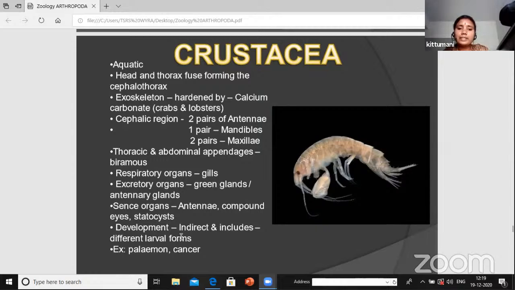Next, development is indirect and includes different larval forms. Here, in indirect development, they show different types of larval forms. Example, Cancer and Palaemon, meaning prawn and crab. Okay, here are the total general features of the class Crustacea. What is it, students? Class Crustacea.